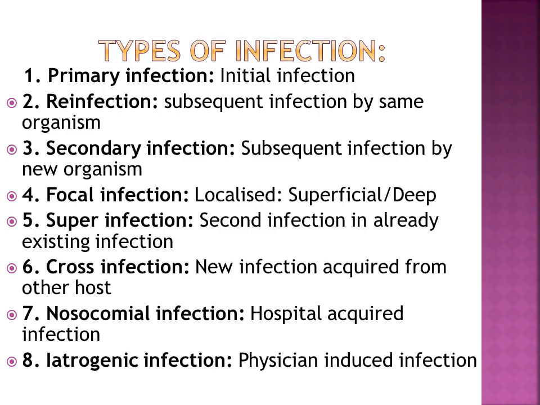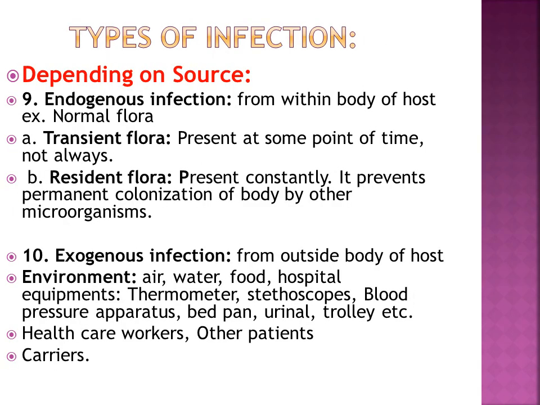Superinfection is a second infection in an already existing infection. Cross infection is a new infection acquired from another host. Nosocomial infection is a hospital acquired infection. Heterogenic infection is a physician or medical paramedical staff induced infection. Depending on the source, the types of infections are endogenous infection and exogenous infection.